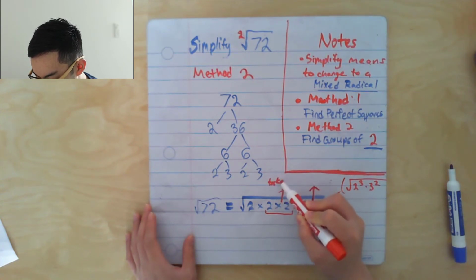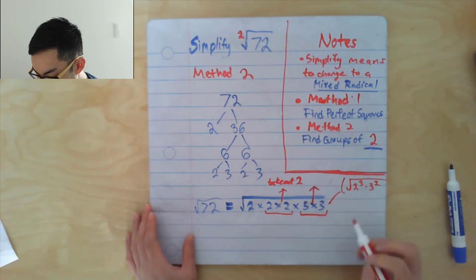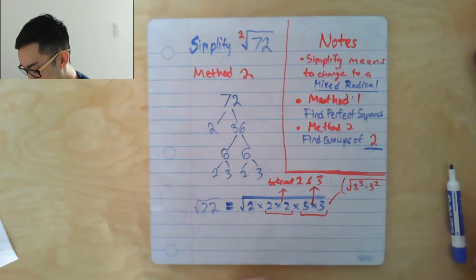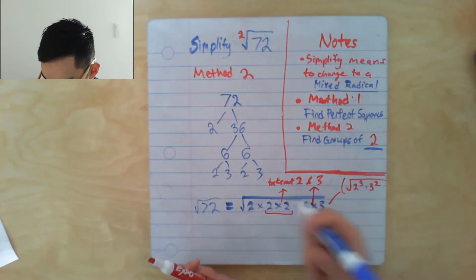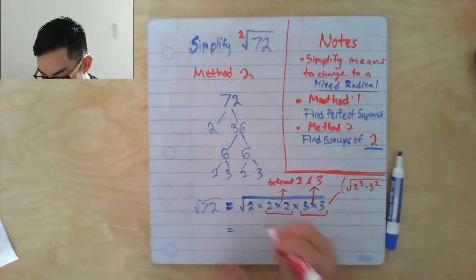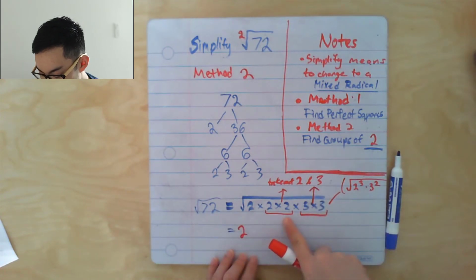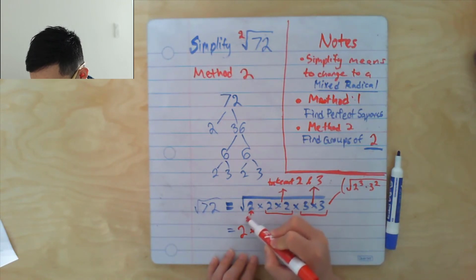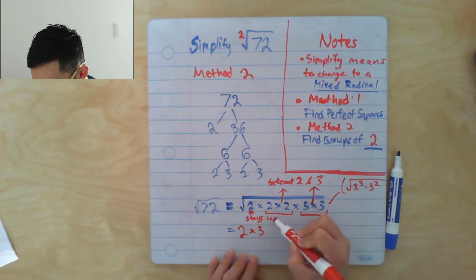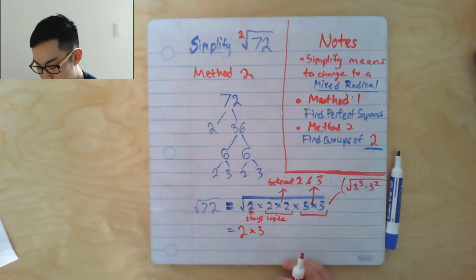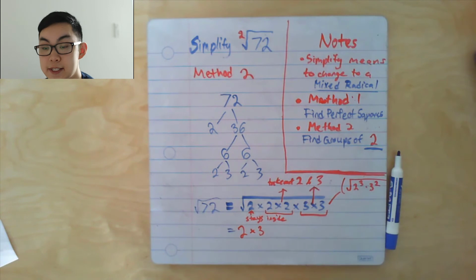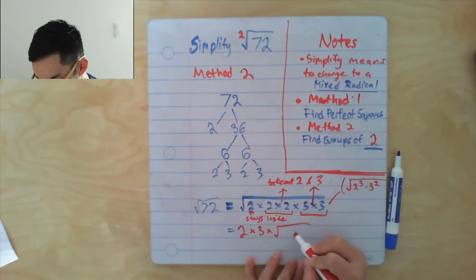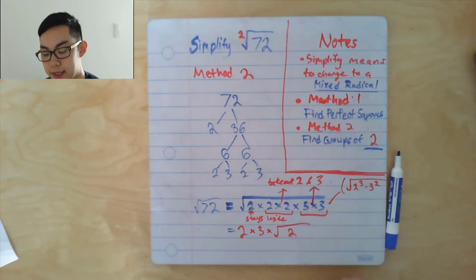Take out a 2 and a 3. So I'm going to take out a 2 and a 3. And so I'll be left with, on the outside, a single 2 from taking out that 2. And I'll take out a 3, so I'll get a 3. And this stays inside, okay? Because it wasn't in a group of 2. So it stays inside because it wasn't in a group of 2. So we'll have the root of 2 by itself.